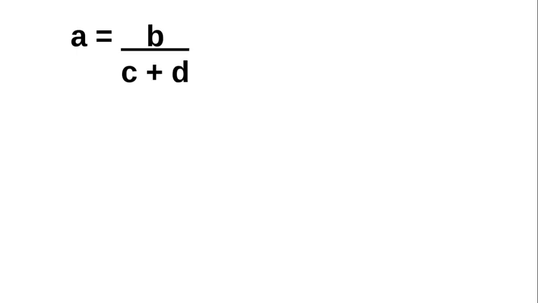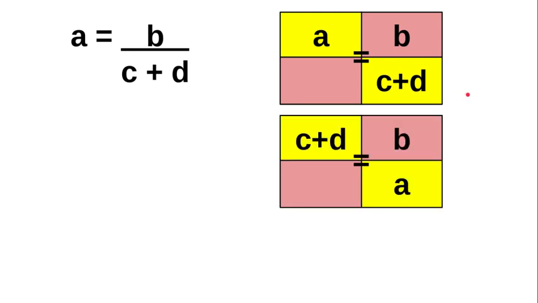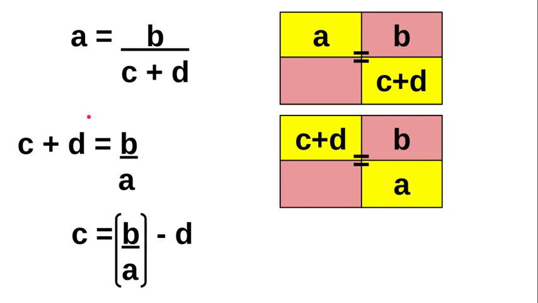A final example now. Okay, we've got a plus sign, but because this is part of the denominator, it's like having brackets around there. So this just fits into the Battenberg cake like this. And whatever we do with C, we've also got to do with D because it's equivalent to having brackets there. So we're going to swap it over like this. So we can write this down, C plus D equals B over A, and we need to get rid of the D on the other side. And I'll put the brackets around the B over A just to remind you that we're subtracting D from that fraction as a whole.